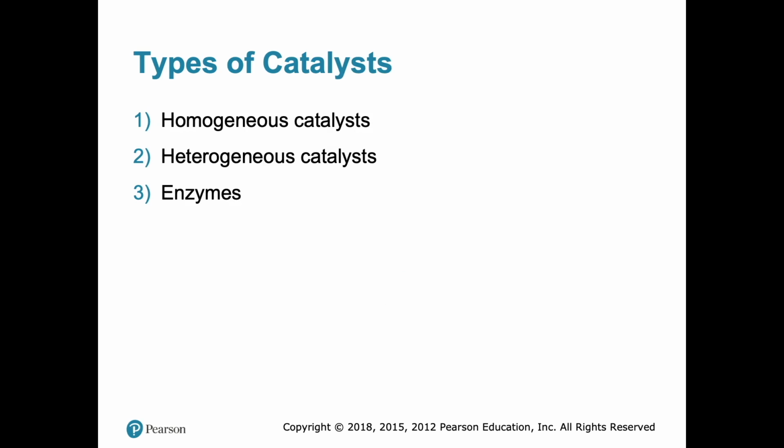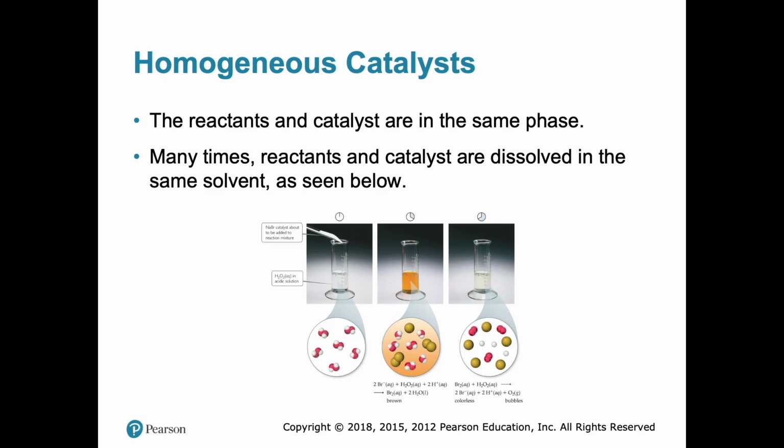reactant. All right, so there are three types of catalysts. There's a homogeneous catalyst, there's a heterogeneous catalyst, and there's an enzyme, right? Enzymes are biological catalysts. That's what I studied when I was in grad school. I studied a bunch of enzymes. There's a whole thing called enzymology, right?